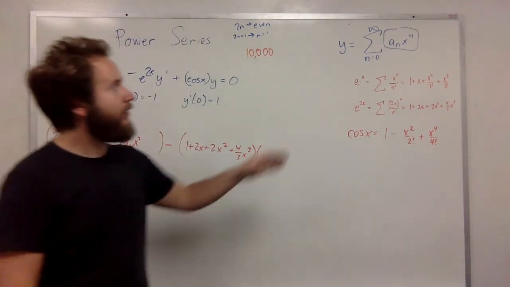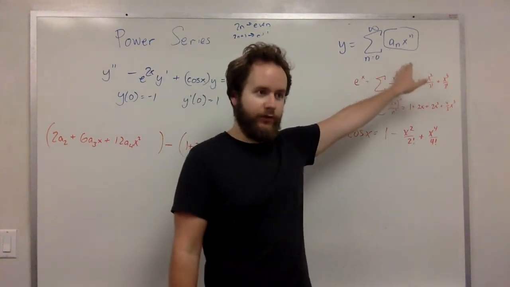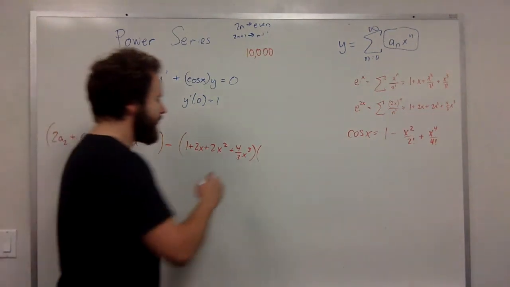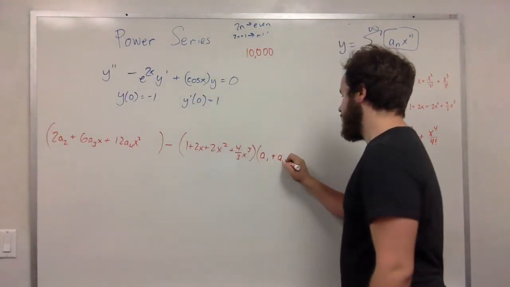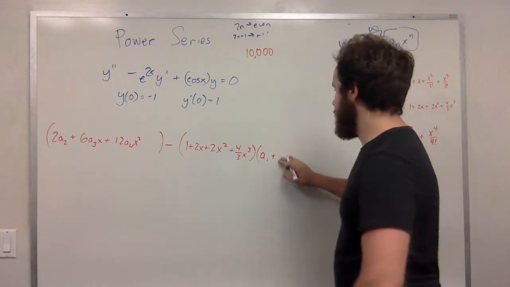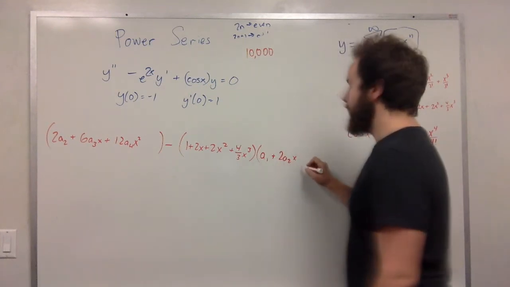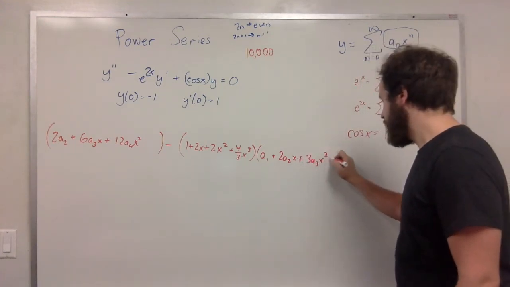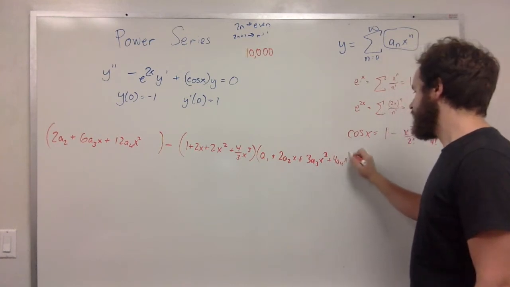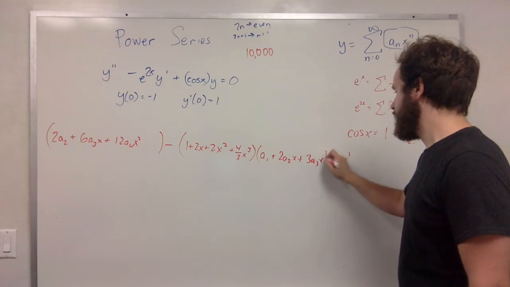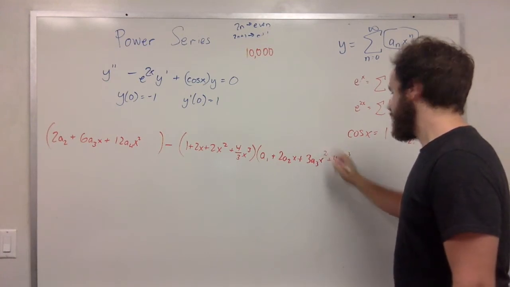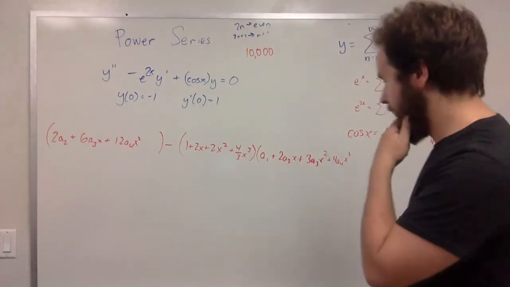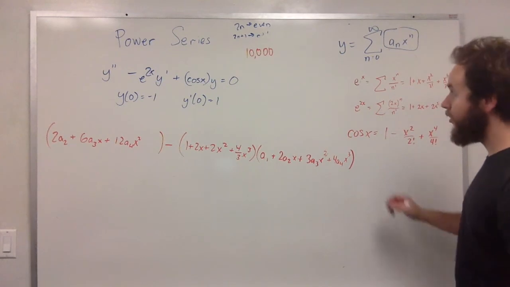And by the way, I recommend memorizing this, because you're probably going to be doing this so often that you're going to have this memorized. y prime is a1 plus 2a2x plus 3a3x squared plus 4a4x cubed. Just make sure it doesn't break. Okay. And then lastly, we have plus cosine of x times y.